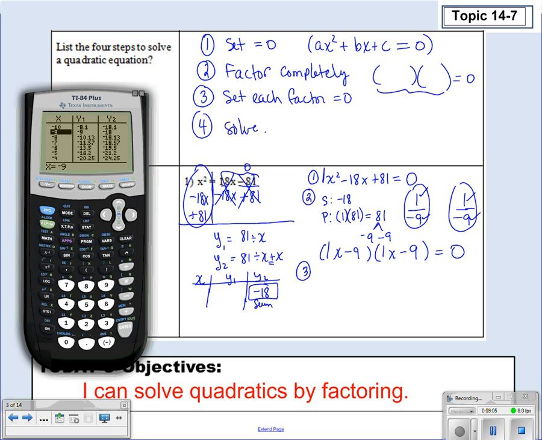Our third step then is to set each factor equal to 0. So our first factor is the x minus 9. We're going to set it equal to 0. Our second factor is x minus 9. We set it equal to 0. Our fourth step is to solve.